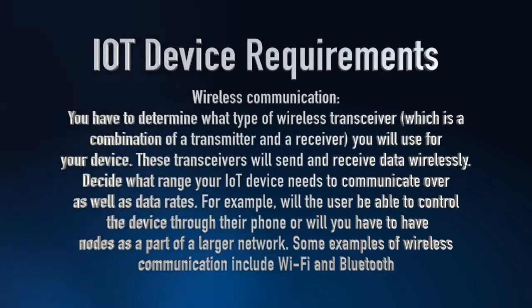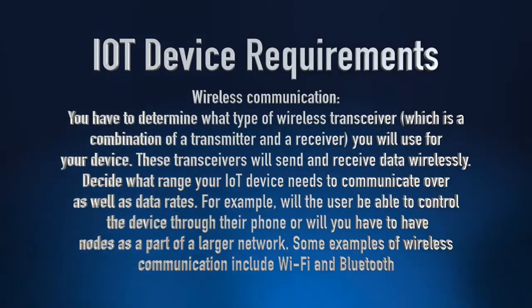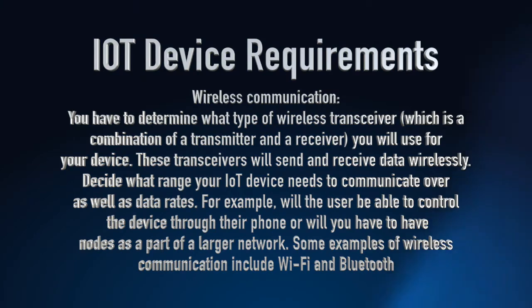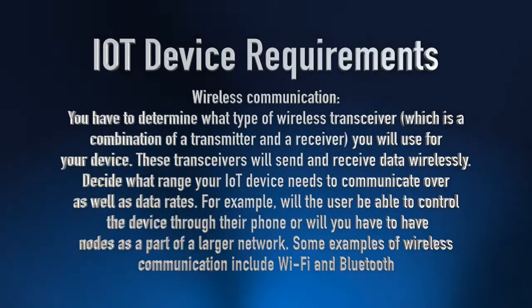Fourthly, wireless communication. You have to determine what type of wireless transceiver, which is a combination of a transmitter and a receiver, you will use for your device. These transceivers will send and receive data wirelessly. Decide what range your IoT device needs to communicate over, as well as data rates. For example, will the user be able to control the device through their phone, or will you have to have nodes as a part of a larger network? Some examples of wireless communication include Wi-Fi and Bluetooth.